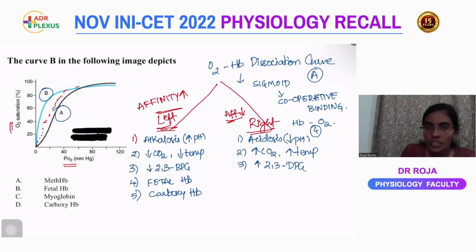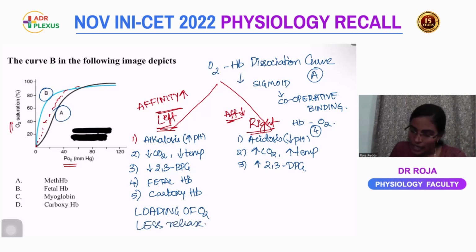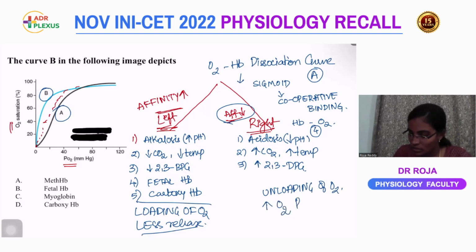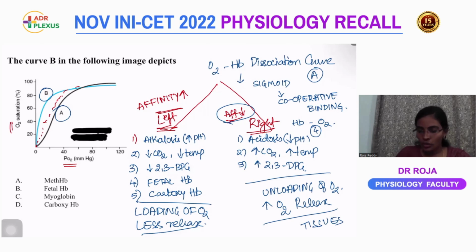Now if I am saying that there is increased affinity, it will lead to loading of oxygen and less release of oxygen from the hemoglobin. And the right shift, where the affinity is reduced, will cause unloading of oxygen and increased oxygen release. This is seen at the tissues. The loading is at the level of the lungs. So this is what the shift of the curve to the left and the right mean.